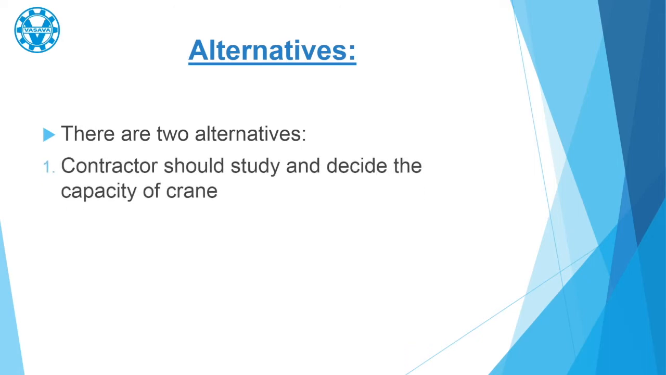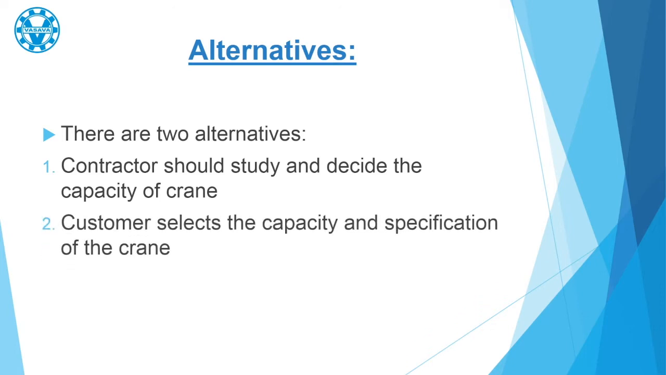First one, either the customer advises the contractor to decide the capacity and hire a suitable crane. That means the contractor should study the drawings, make an assessment of the work and select a suitable crane. Or second one, the customer selects the capacity and specification of the crane and advises the contractor to hire that crane only. It is not the contractor's botheration how the capacity has been worked out. The customer has worked out the capacity and advised the contractor right away to adhere to it.